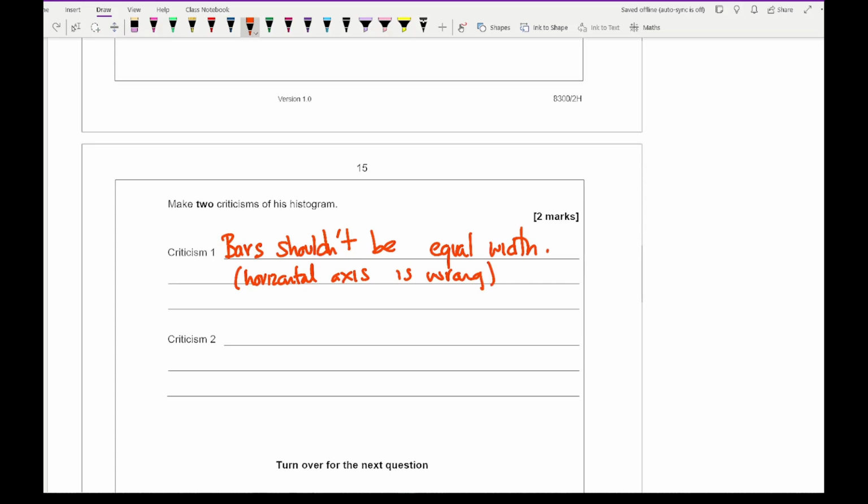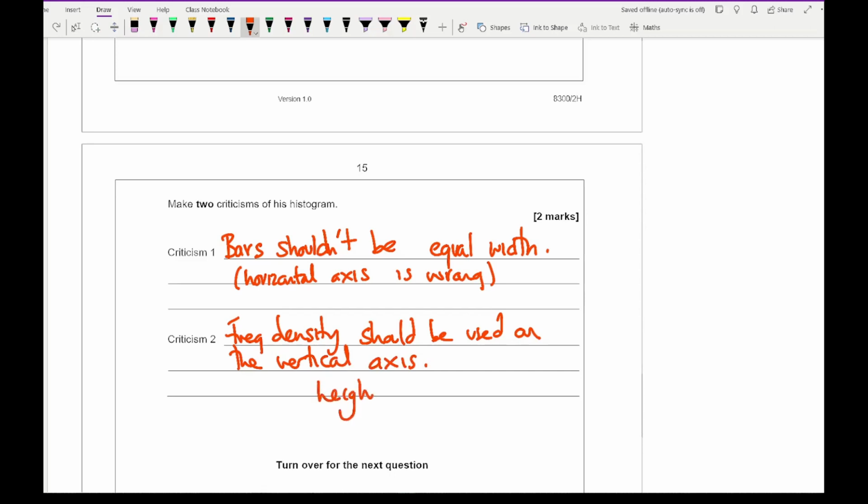And our second criticism is that the frequency density is not used. And that's something that should be used along the vertical axis. Instead, what he's done is just use the frequency. You could also say that the heights of the bars are wrong as well.